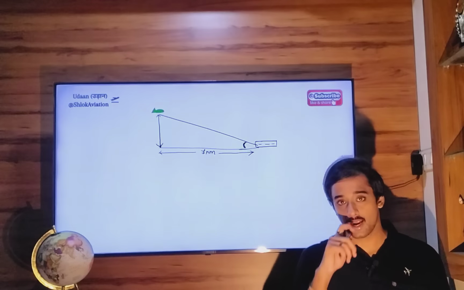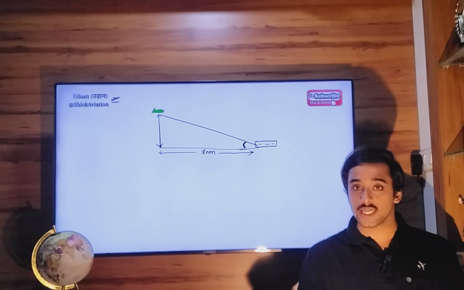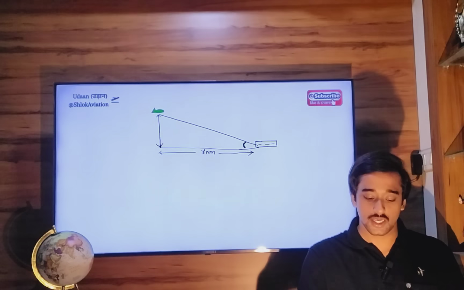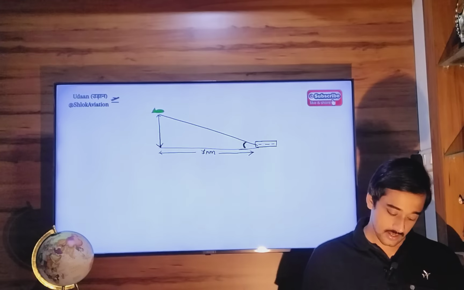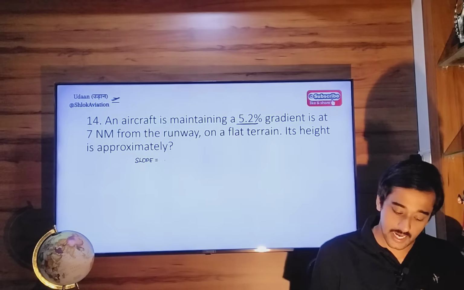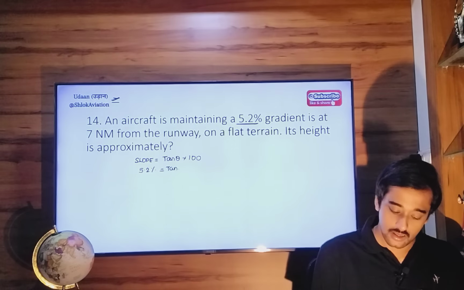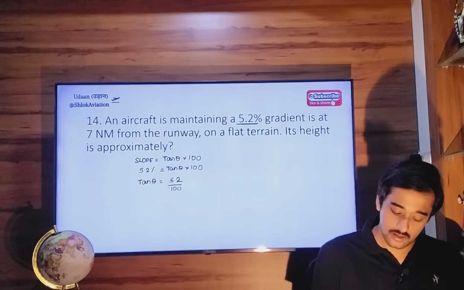For that we must know the glide slope in terms of angular measurement. So let's convert the glide slope given to us in terms of percentage into angular measurement. So slope equals tan theta into 100. So 5.2 percent equals tan theta into 100. So tan theta will be equal to 5.2 divided by 100, that is 0.052.